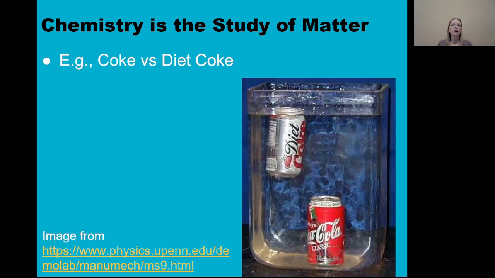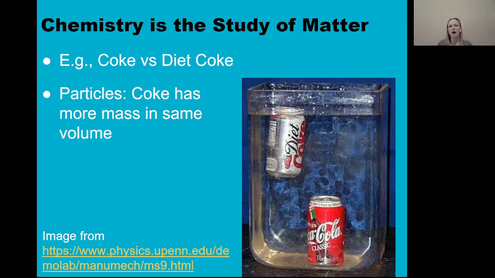So let's do another example here. I just want to make my macroscopic observations. What do I notice? I notice that the Coke Classic is at the bottom of the container. It sank in the water, and the Diet Coke is floating in the water. So I wonder why this might be. That's the observation I can observe. What's happening at the particle level to make this happen?